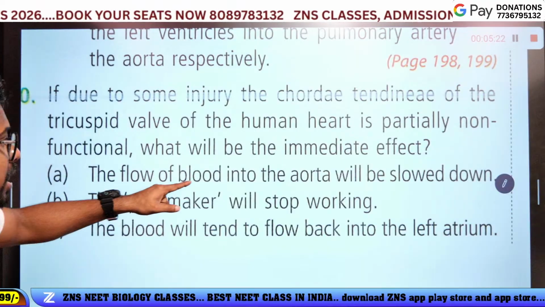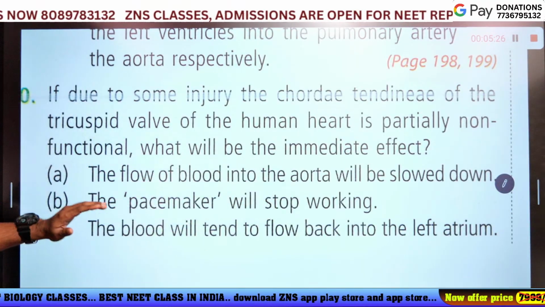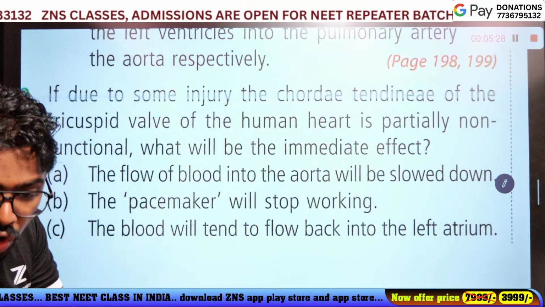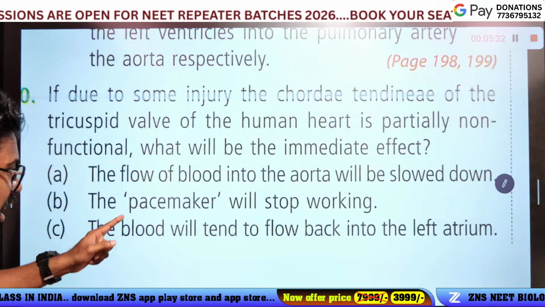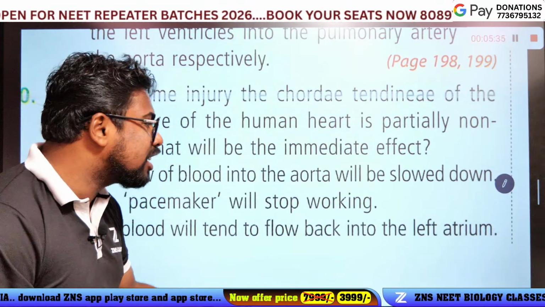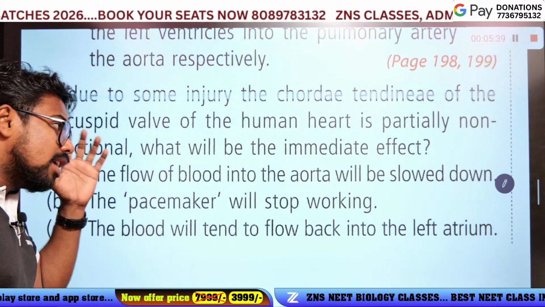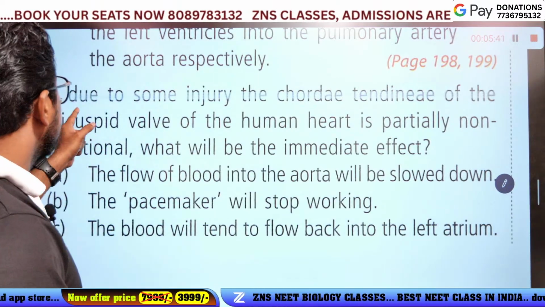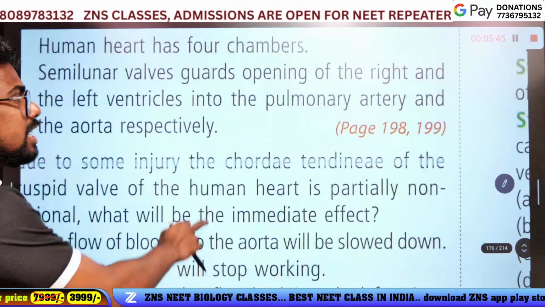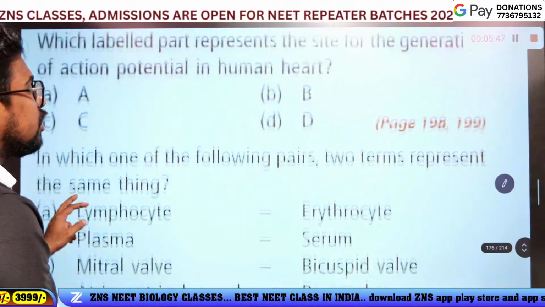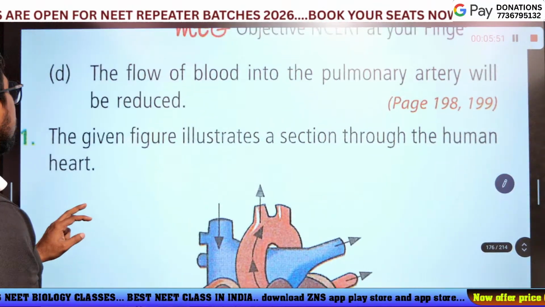The flow of blood into the aorta? No, the aorta is on the left side. The pacemaker stops working? No, the pacemaker is not affected. The blood will tend to flow back into the left atrium? No, it's the right side. The chordae tendineae of the right side, not the left side. Which is the best answer? Option D is the best answer.